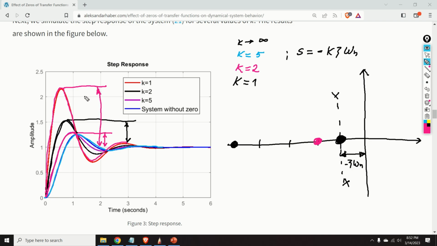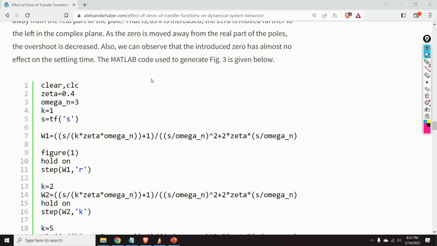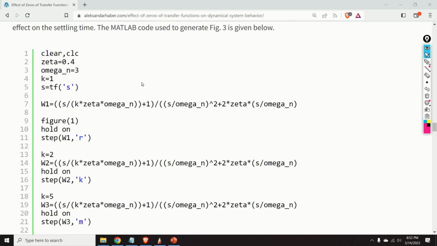By considering this simple example, we learn one very important fact. Zeros increase the overshoot. At the same time, they make the response faster, however, more unstable. Here's the MATLAB code I used to generate this nice figure. It's given over here.